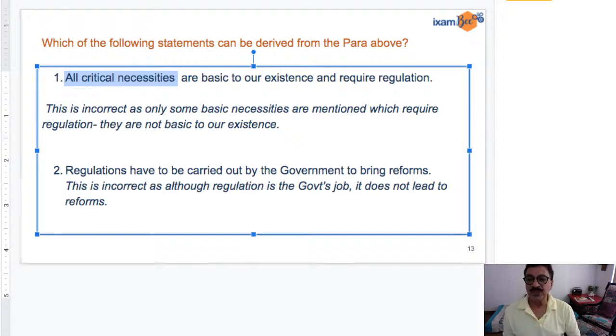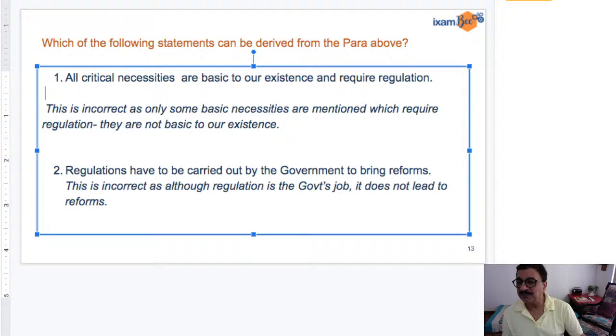So this sentence you cannot derive from here, because all critical necessities are basic to our existence and require regulation. Some require regulation. That is what he's saying. Some basic things require it. Yes, Abhinay said very rightly. Only basic necessities. And Abhinay, again, please notice not only basic, but some basic. There are many basic necessities. We're not talking of just roti, kapda, makaan. He is talking at a very macro level, about necessities which are needed.